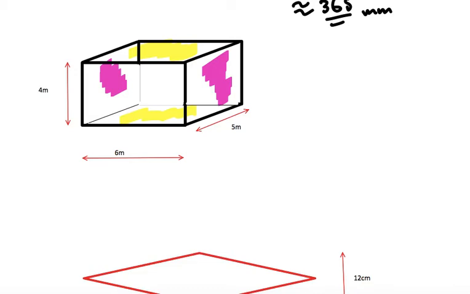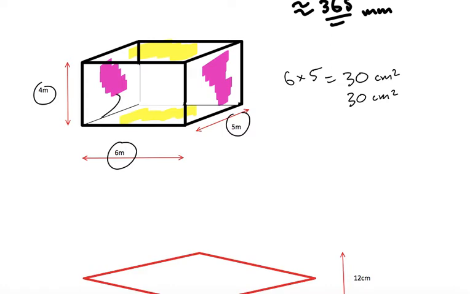So what I'm going to do is I'm going to find the top and the bottom. 6 times 5 will give me the top and, well, that will give me the bottom, 30 centimeters squared. And the top is also the same. Then we do the side, which is 4 times this length here. 5 is the same as the other one. So that's going to be 4 times 5, 20 centimeters squared and another 20 there.